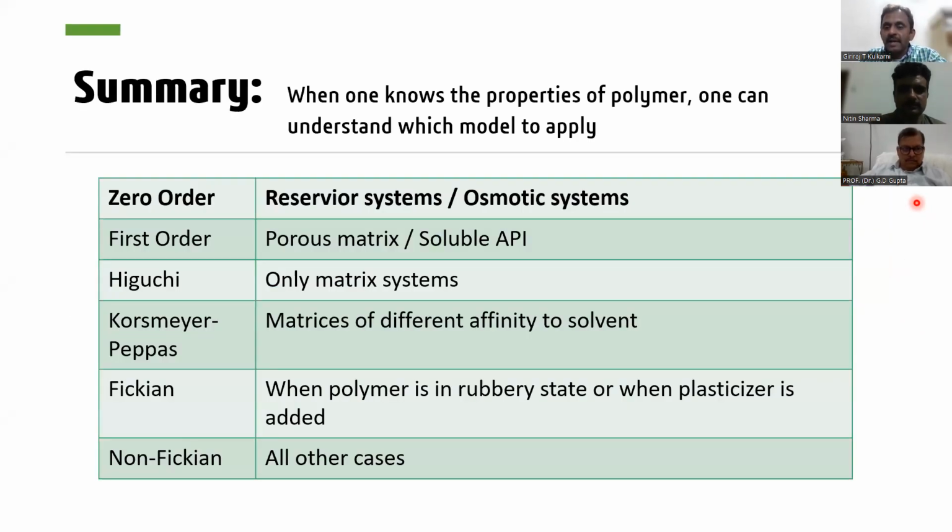Now, the last slide is the summary. We can see here, if we know the property of the polymer, we can understand which model to apply. Zero order for reservoir and osmotic systems. First order, porous matrix and soluble APIs. Higuchi, only for matrix systems which do not swell. Korsmeyer-Peppas, matrix of different affinity to the solvent. They can swell, they may not swell.